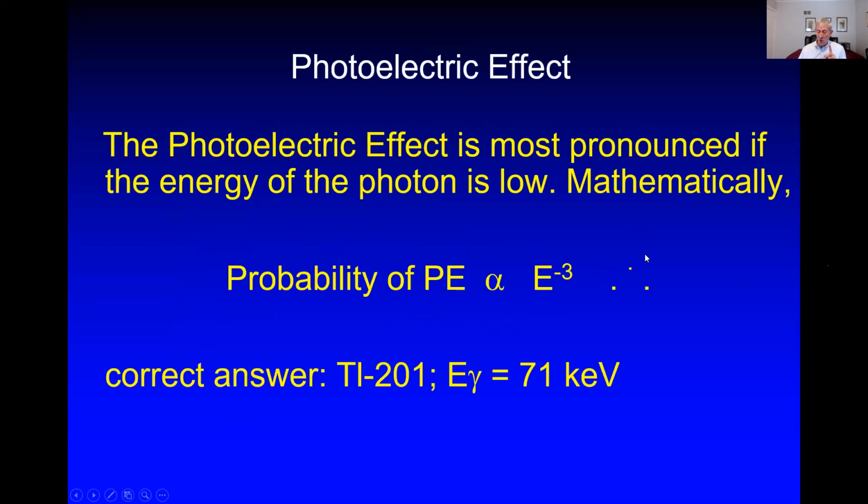And look again, we have a cube relationship. The probability of photoelectric effect is not proportional to energy, but to E to the -3. That's the same as 1 over E cubed. As the energy goes up, the probability of photoelectric effect goes down dramatically by a cube relationship. So the correct answer here is thallium, because this is the lowest energy that we have to deal with.